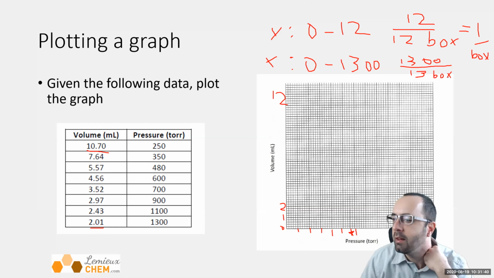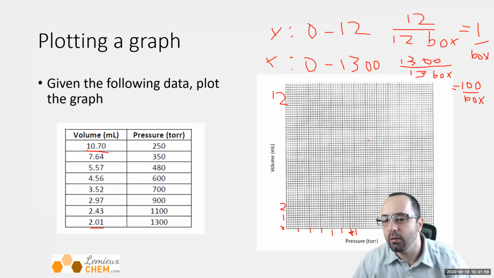So 1300 divided by 13 boxes, this means 100 per box. Okay. So yeah, that's a very nice way to label your graph. If you can ever get ones or tens or 100s, that's really nice. It's very easy to read.